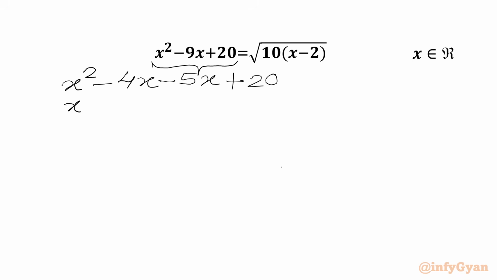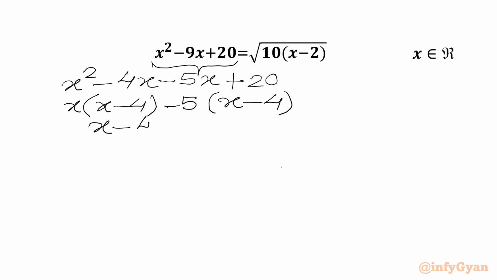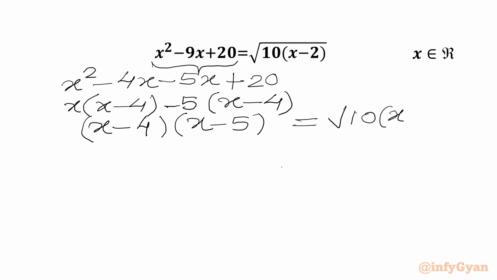Now we will take x common out from the first two terms. x minus 4 will be in the bracket. Minus 5 is common from the next two terms. We'll get the same bracket, x minus 4. So our factorization is done: x minus 4 times x minus 5. And this will be equal to the square root of 10 times x minus 2.